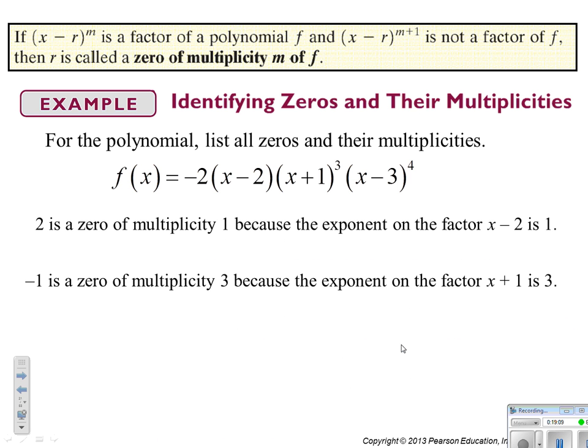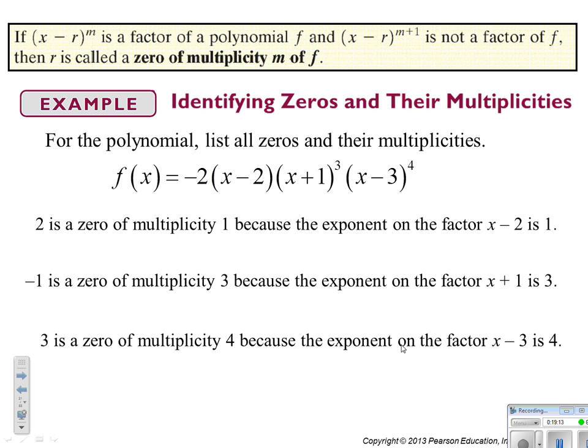-1 is a 0 of multiplicity 3 because the exponent is 3. 3 is a 0 of multiplicity 4 because the exponent on the factor is 4. So the multiplicity is directly based on the exponent.